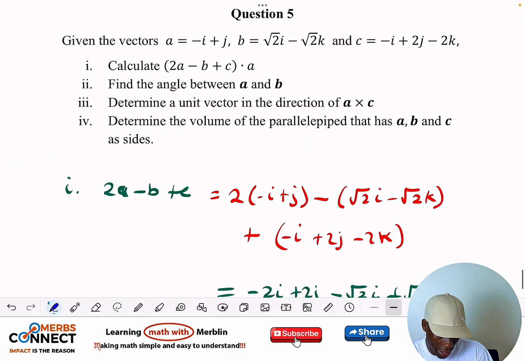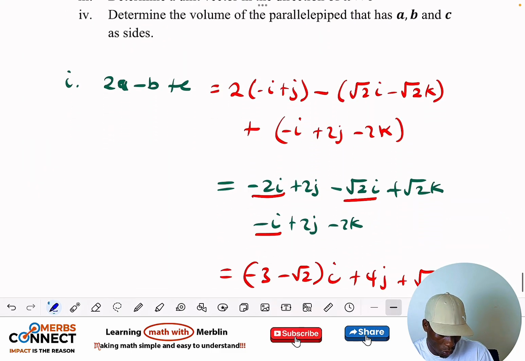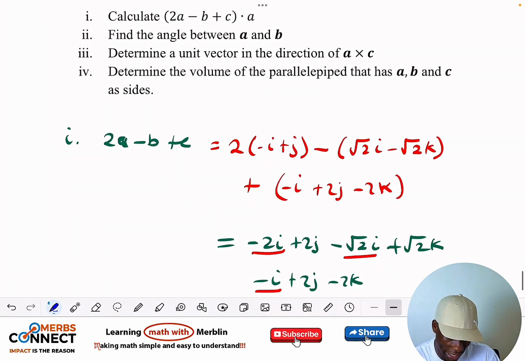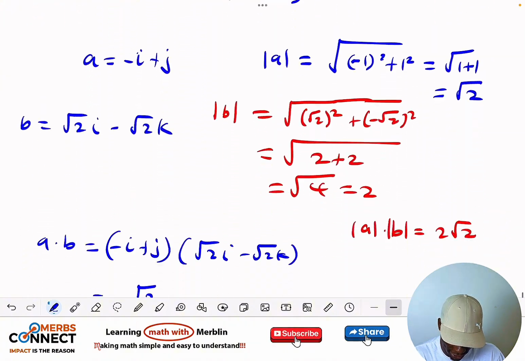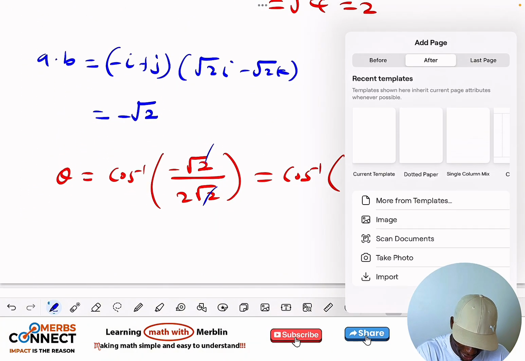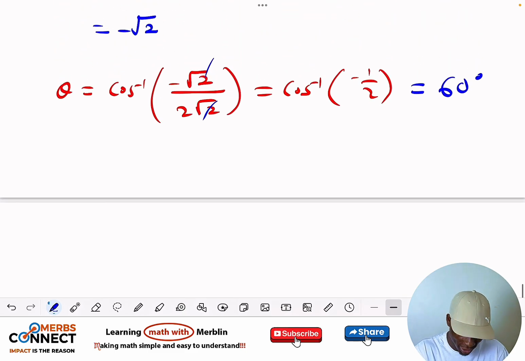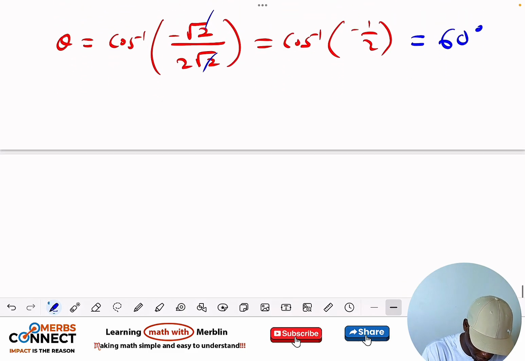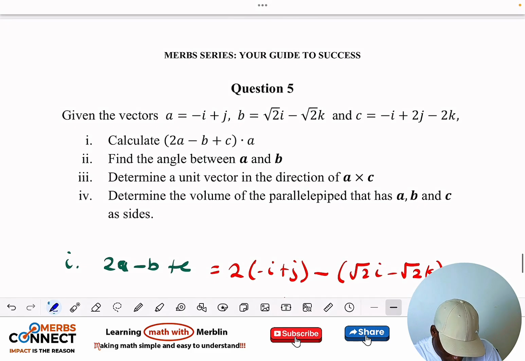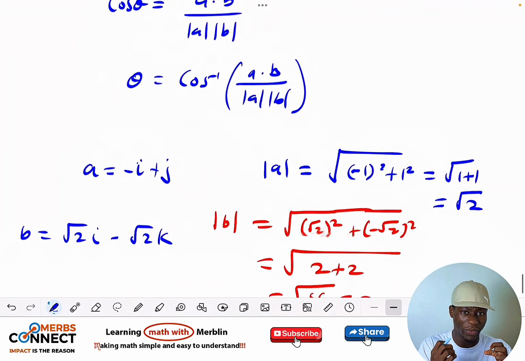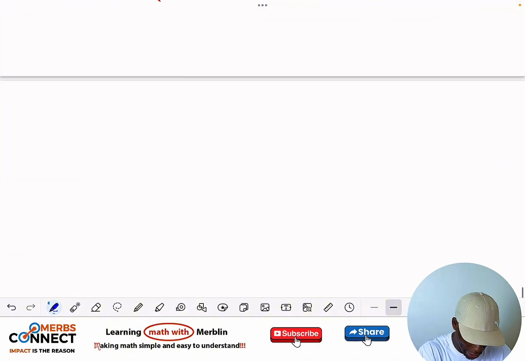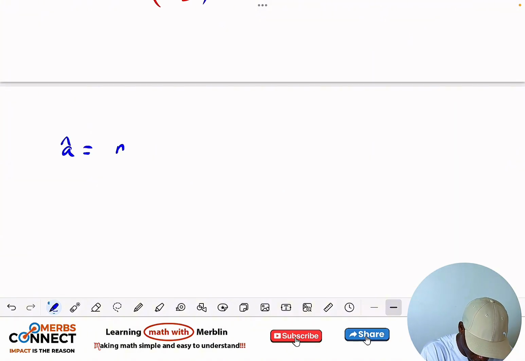Good. Now let's look at part iii. We want to determine the unit vector in direction of A cross C. In direction of A cross C. I love this question because it's very simple but long. You need to pay attention to it before you can do that. So the unit tangent, we can get the unit tangent. Sorry, did it say unit tangent? Oh, unit vector from the normal vector, right? So remember, the unit vector is equal to the normal vector divided by the magnitude of the normal vector.